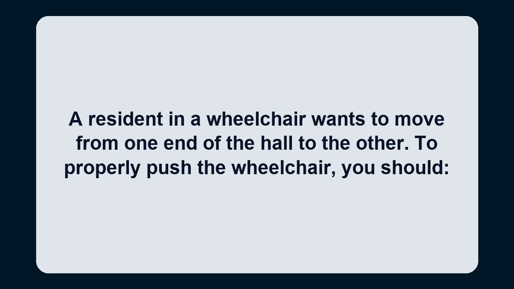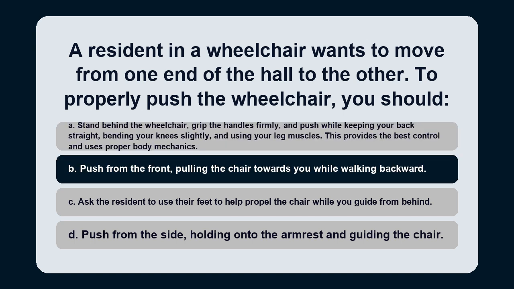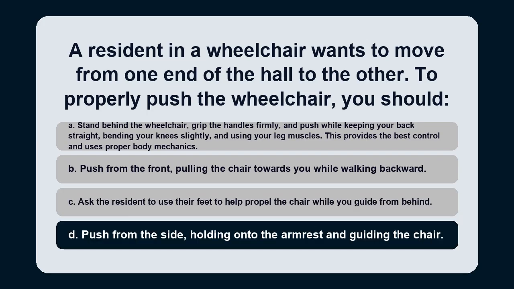Question 4. A resident in a wheelchair wants to move from one end of the hall to the other. To properly push the wheelchair, you should. Option A. Stand behind the wheelchair, grip the handles firmly, and push while keeping your back straight, bending your knees slightly, and using your leg muscles. This provides the best control and uses proper body mechanics. Option B. Push from the front, pulling the chair towards you while walking backward. Option C. Ask the resident to use their feet to help propel the chair while you guide from behind. Option D. Push from the side, holding onto the armrest and guiding the chair.